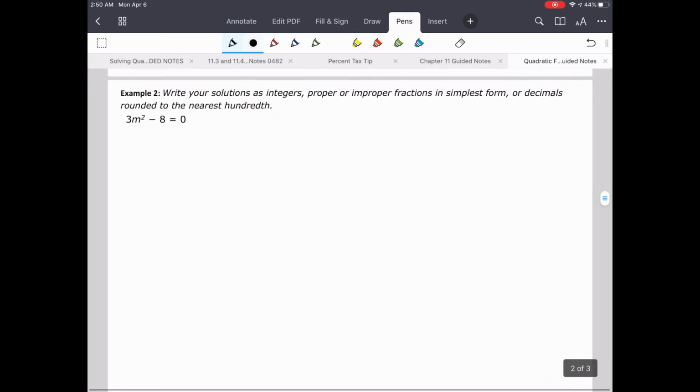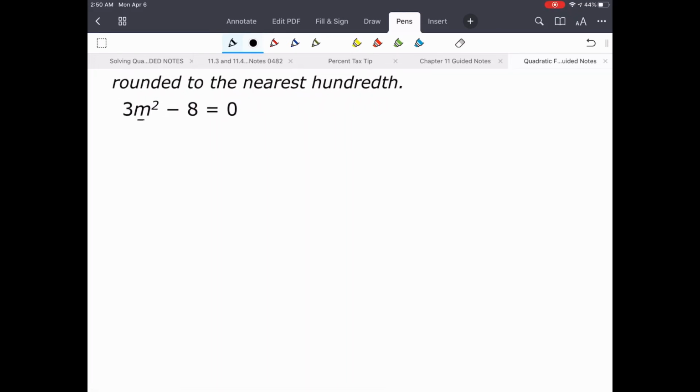Next example here, you'll notice that it seems like some stuff is missing, and you might also notice that it's not x, it's an m, but don't let that throw you off. It could very well be any letter. It doesn't have to be the letter x. There's an m squared term, but there's no plain m. That's missing. But if you want to use your imagination, there is an m in there.